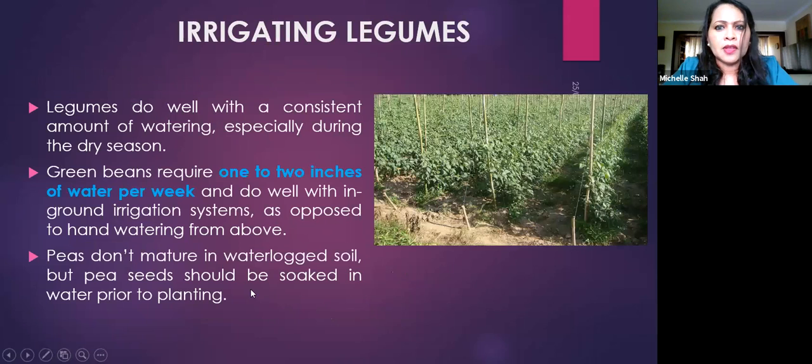Irrigating of legumes. Legumes need a consistent amount of watering, especially during dry season. Green beans require 1 to 2 inches of water per week, and they do well with in-ground irrigation systems as opposed to hand watering from above. Peas don't mature in waterlogged soils, but pea seeds should be soaked in water prior to planting.